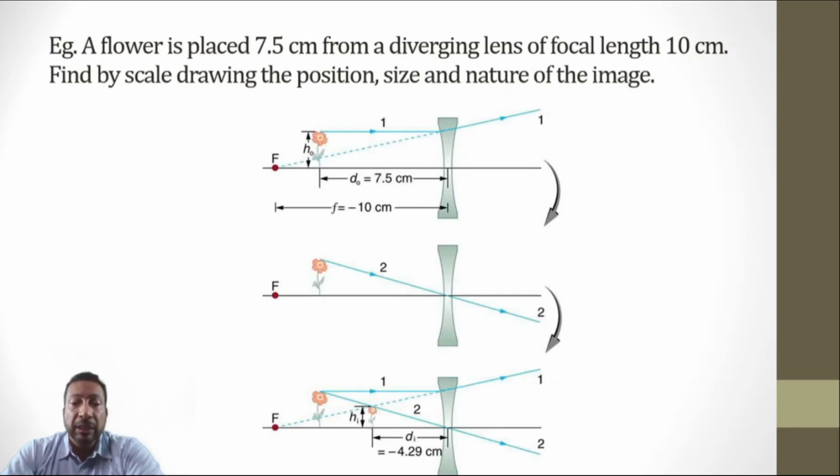Well, my image is not on the opposite side of the lens, it is actually on the same side of the lens. And if I were to measure it, I would get a distance of 4.29 centimeters. However, that should be a negative number because it is on the same side of the lens as the object. If it is on the same side of the lens as the object, that means it is a virtual image, and virtual images, their distances are negative.